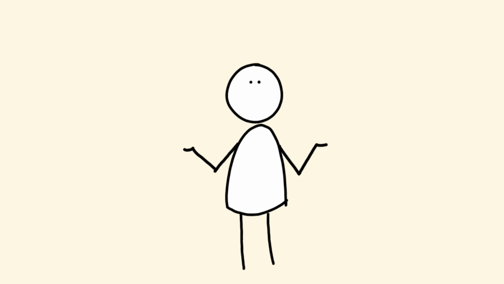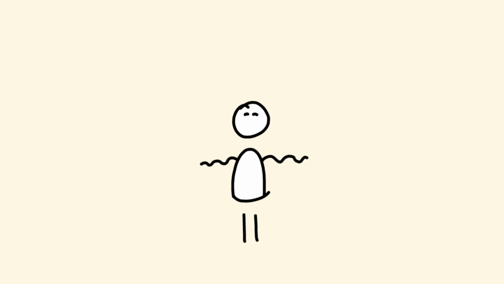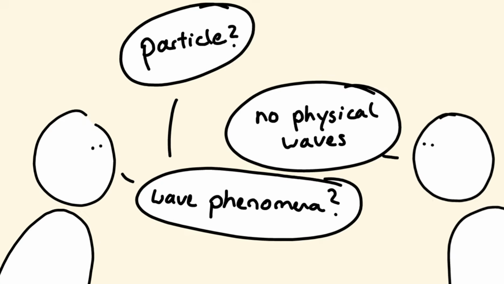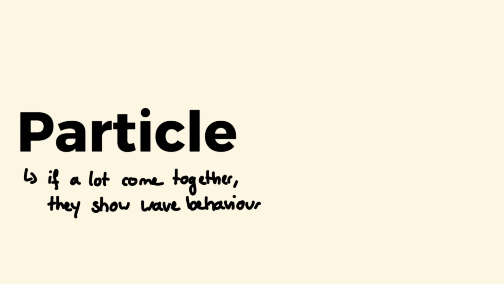Now you might say, so what? We simply can't measure an electron being wavy because as soon as we measure it, it becomes a particle. But still, we get a wavelength and wave phenomena. So what's the difference between this and a physical wave?